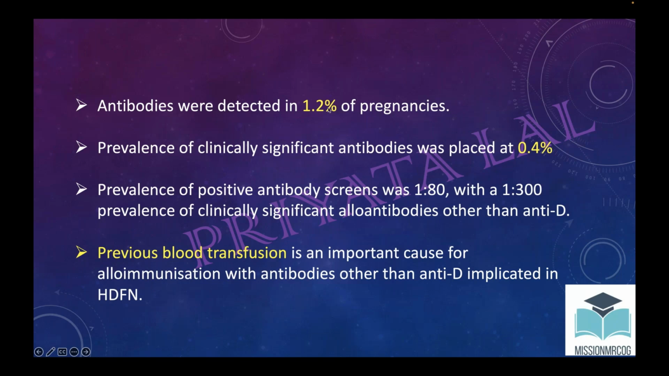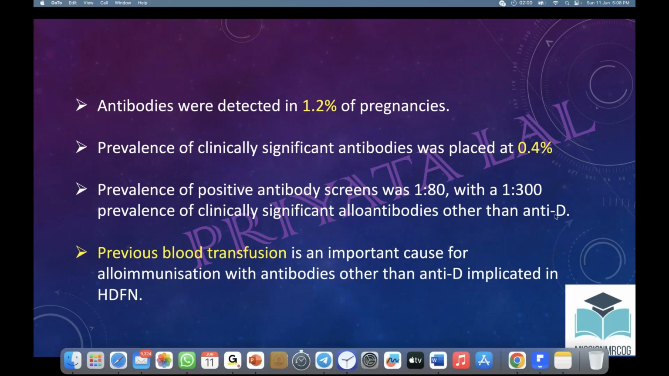Okay, maybe this number is necessary for part 2 people. And the prevalence of clinically significant antibody is only 0.4, so that much number of patients. And if antibody screening is done, then the rate of positivity will be 1 in 80. That means if 80 women are screened, one will have antibody. And with the prevalence of clinically significant antibody, though the most common significant antibody will be anti-D only, but others could also be there, so that could be 1 in 300.